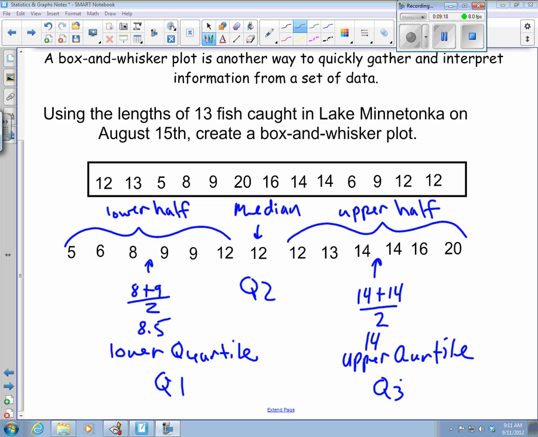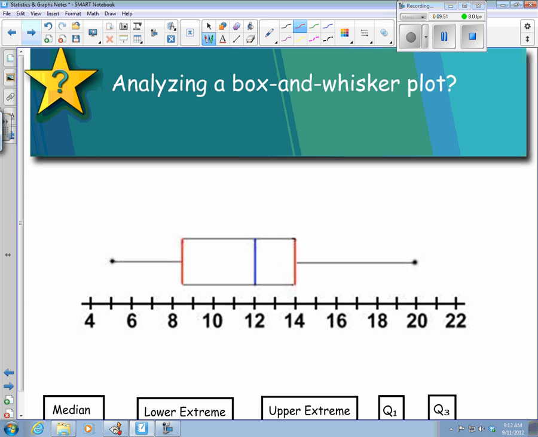And now we can go ahead and get into actually making our box and whisker plot. And when you make your box and whisker plot, you're going to break your data up into 4 quarters, but you need 5 pieces in order to get those 4 quarters. First of all, you need the smallest value, which is going to be the end of one whisker, and that's 5. Your largest value is 20, and that's going to be the end of the larger whisker. These are called the lower extreme and the upper extreme. We also have our median, the number in the middle, and then of course our 2 quartiles, our lower quartile and our upper quartile.